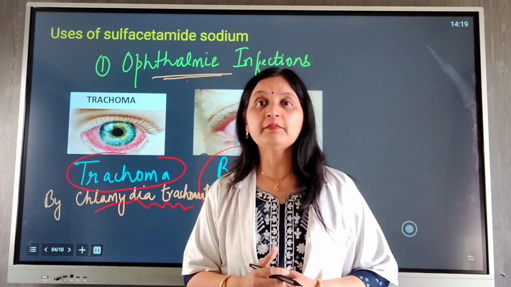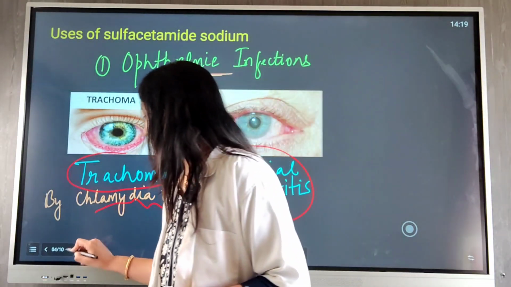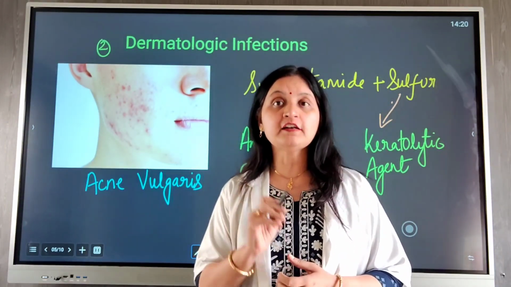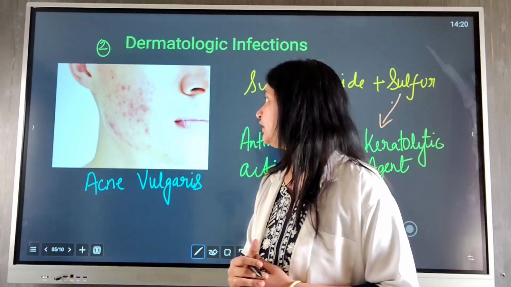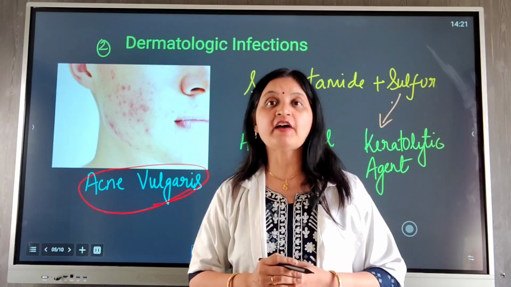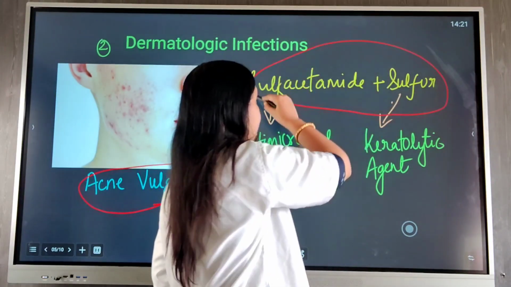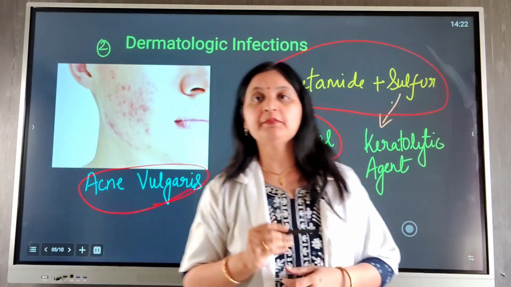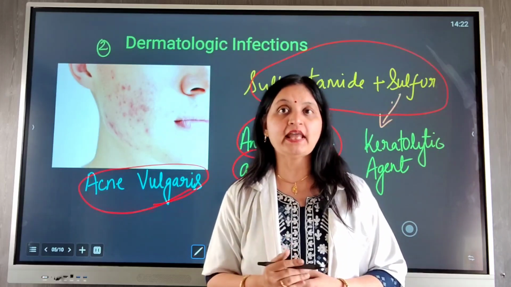Next, we move on to dermatologic uses of sulfacetamide sodium. Now, sulfacetamide sodium is available as a combination of sulfacetamide and sulfur. It is widely used for the treatment of acne vulgaris. So in acne vulgaris, sulfacetamide is used in combination with sulfur. Sulfacetamide has antimicrobial action. It inhibits the growth and multiplication of the microbes.